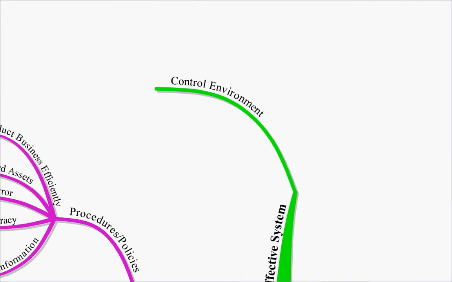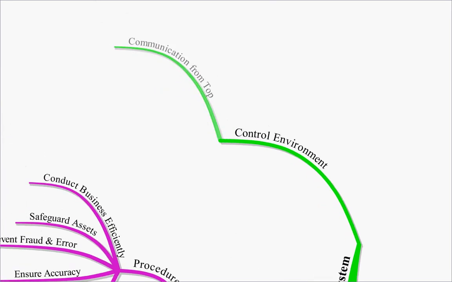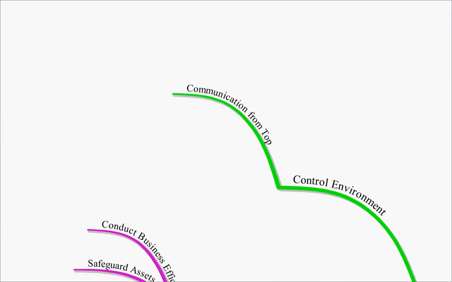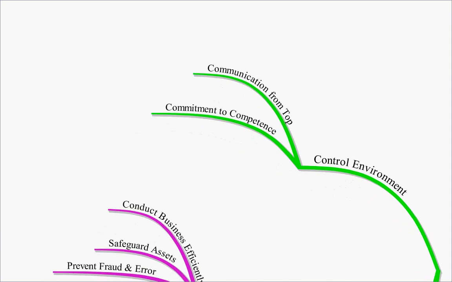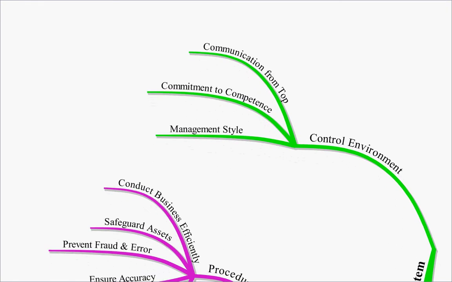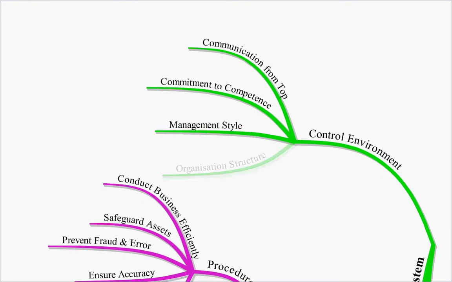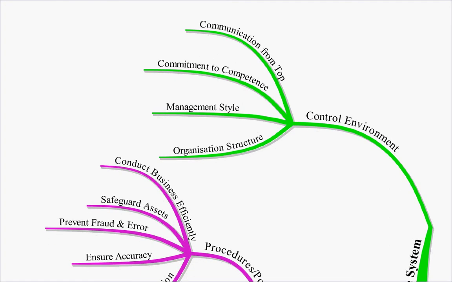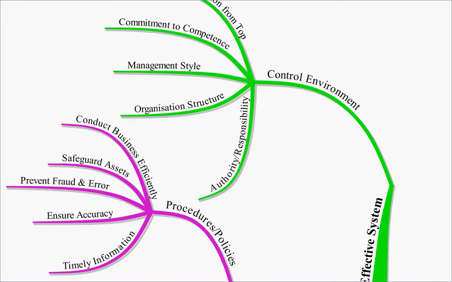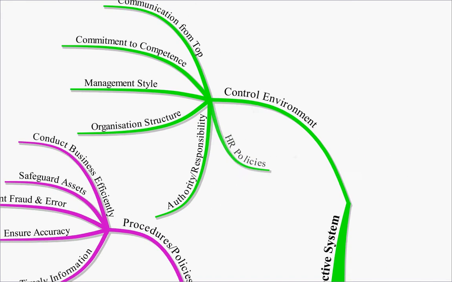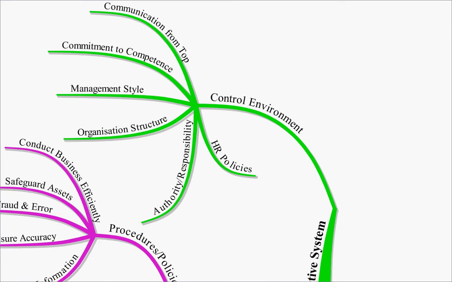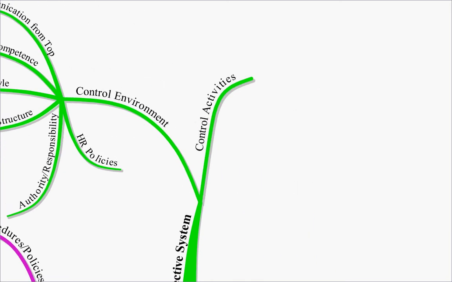Well, the first thing to look at is the control environment. This has got to be communicated from the top. Okay, the board has got to have strong controls in place. There's got to be a commitment to competence throughout the business. The control environment will also be dependent on the management style, the organisational structure, the structure of authority and responsibility, and the HR policies. You know, if people think they can get away with things and not get sacked, they probably will.